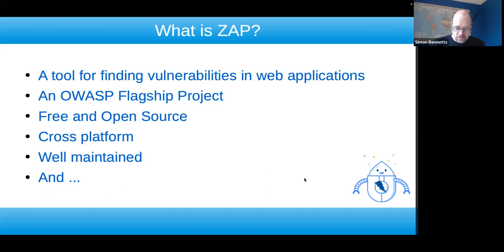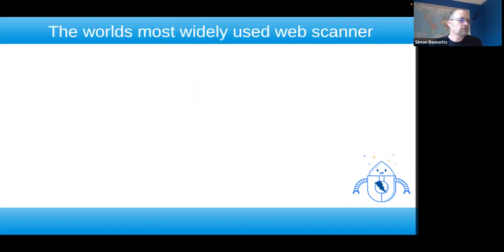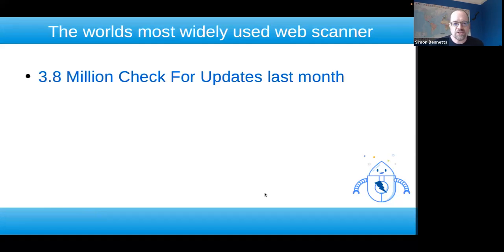And one thing, finally, what is ZAP? Something which we think is fairly significant is that we believe it is the world's most popular web scanner. If the slides will transition for me. Finally got there. So this is a fairly significant claim. And how do we justify it?